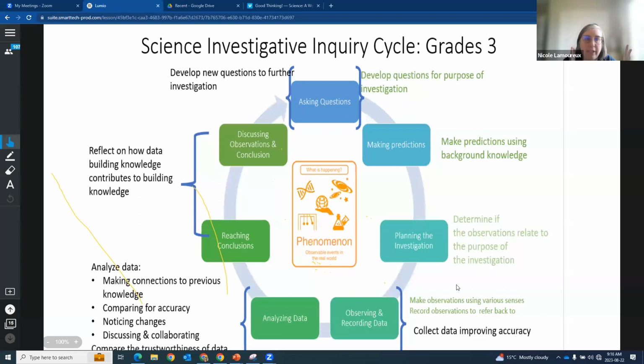And then, of course, grade 3 really focuses on analyzing data. So I put that there as a replacement. But again, reflecting on data to build knowledge, how it contributes to knowledge building, would be happening after they've gone through an investigation and they've reached their conclusions. So they can go, oh, how did my thinking change? I used to think this was going to happen, but this happened, right?